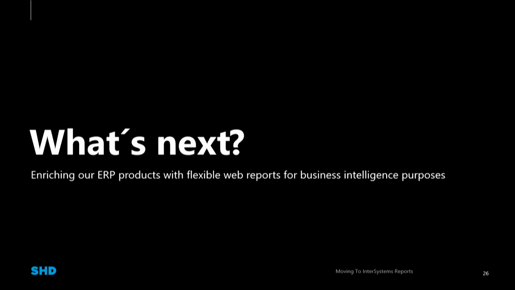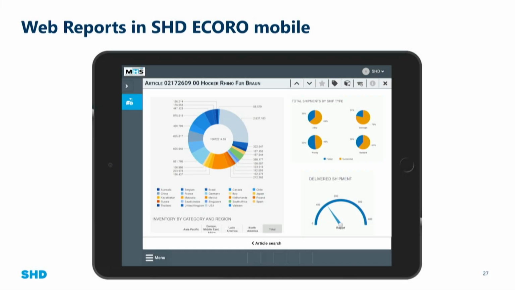But when we have implemented it, the next thing we will implement is the reporting ability of InterSystems Reports. As I showed you before, SHD Coro is available in very many variants, so you can use it in clients, you can use it on mobile phone, tablet, etc. And therefore, InterSystems Reports for us is perfect to integrate the web reports to have added value to our applications, and everything is in the same technology base.